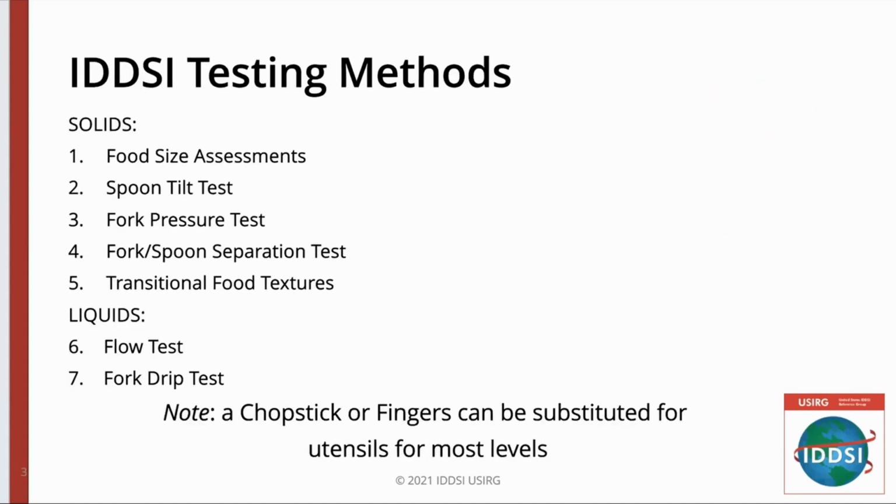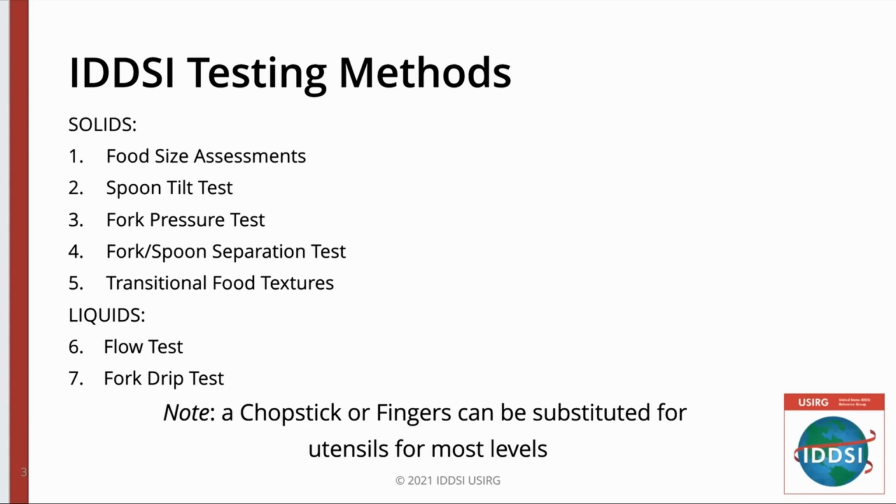The webinar will cover these 7 testing methods utilized across the IDDSI levels. We will start with talking about choking risk reduction with food size assessments and particle size requirements. Then we will talk about textures, specifically what is soft and moist. We will cover the spoon tilt test, fork pressure test, fork-spoon separation test, and specific testing for transitional food textures.